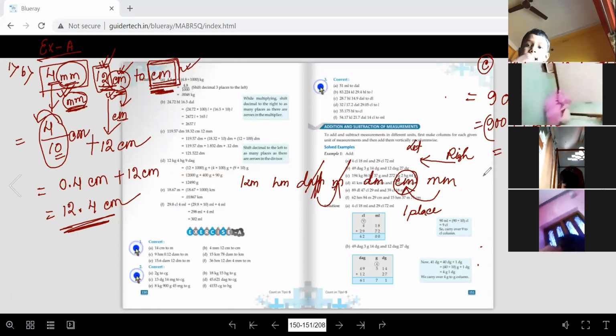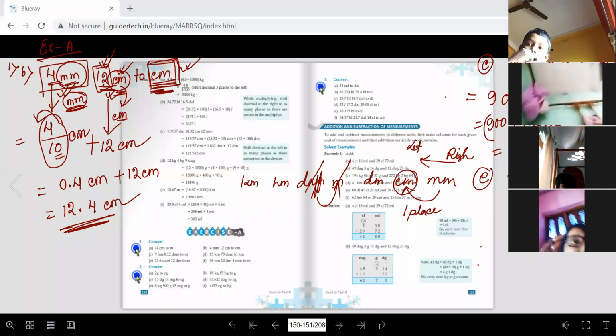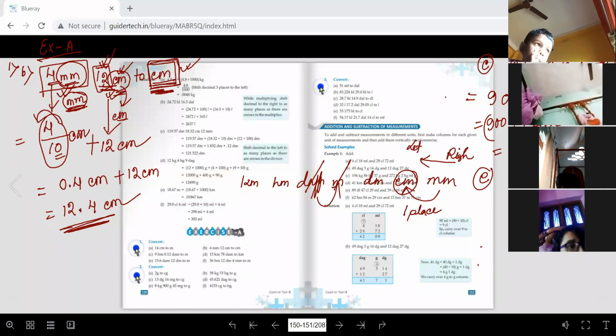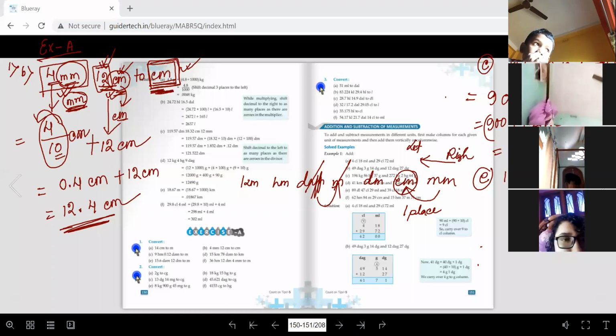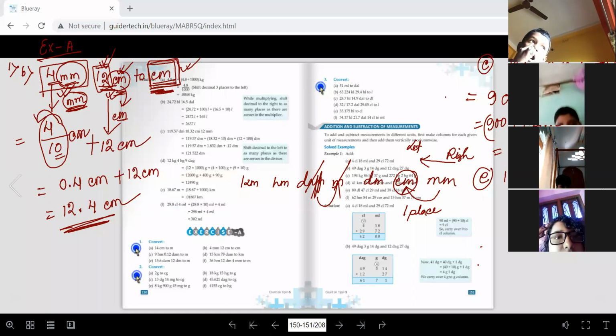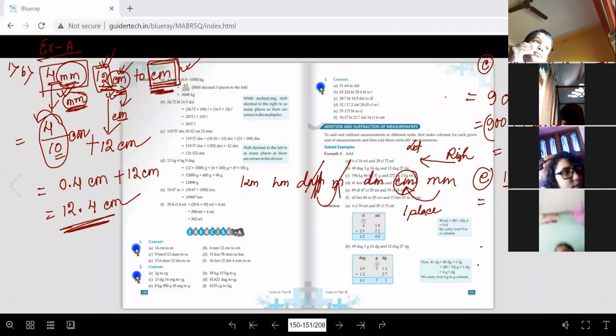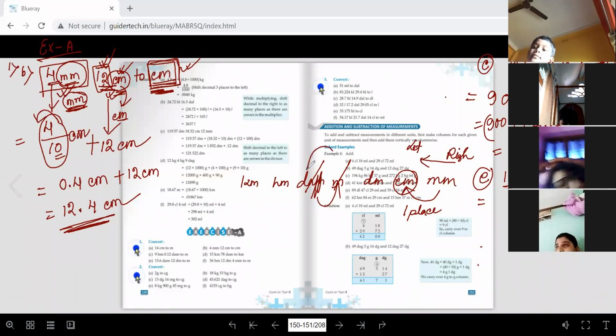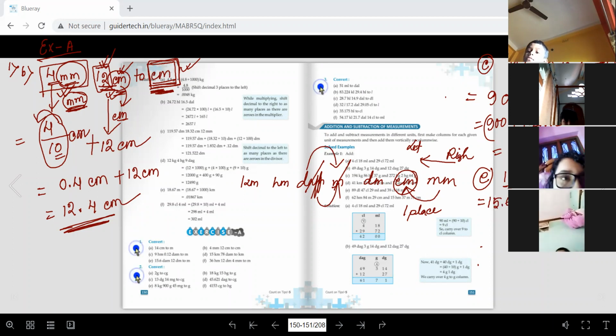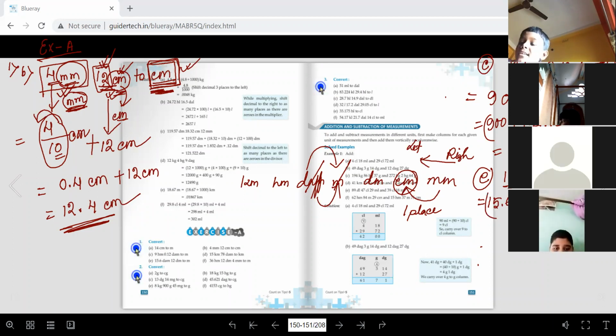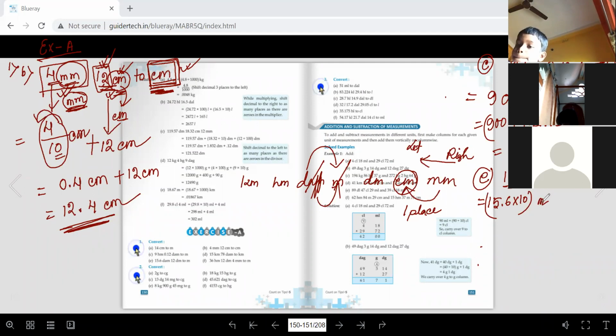Now I am doing E. Look at this. What is given in E? 15.6 decameter and 12 decimeter, 2 meter. Say from decameter to meter, into 10. So 15.6 into 10, then the unit will be meter.